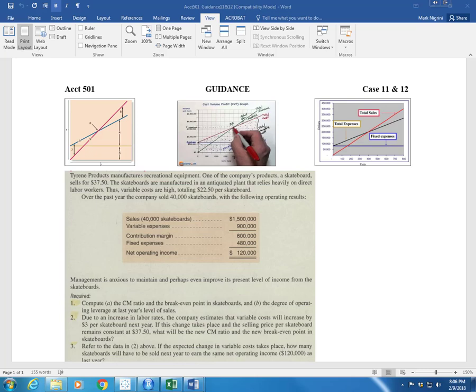Well, hello, forensic accountants. This is our guidance for cases 11 and 12. I like the case, and it fits in with corporate strategy.